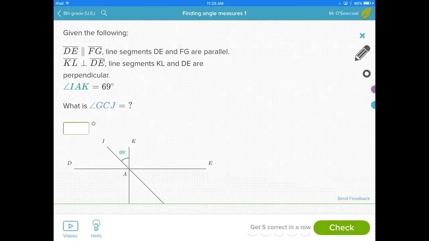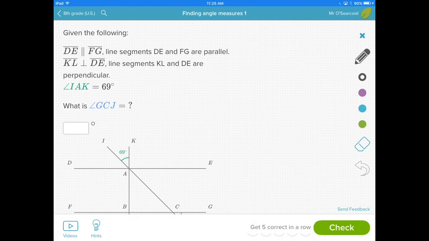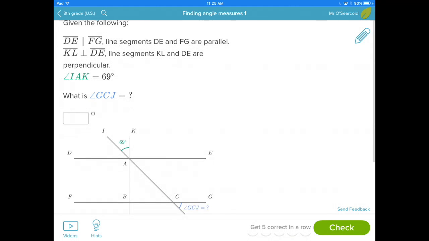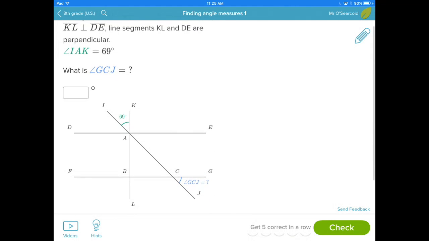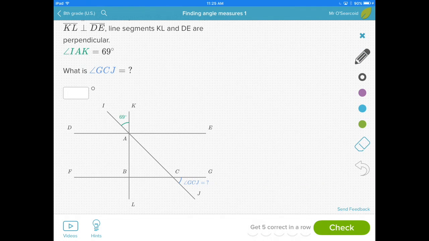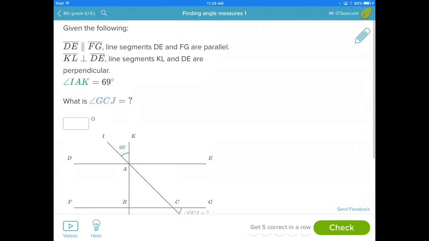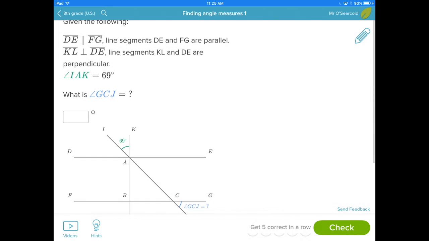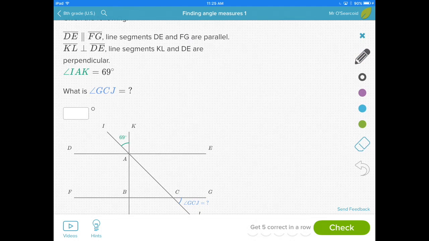So when we're finding angle measures, it's all about recognizing what are the vertical angles and what we need to subtract them from, and so on. In this particular case, IAK is 69 degrees. Okay, so we're looking for GCJ, the angle, the blue angle down the bottom.